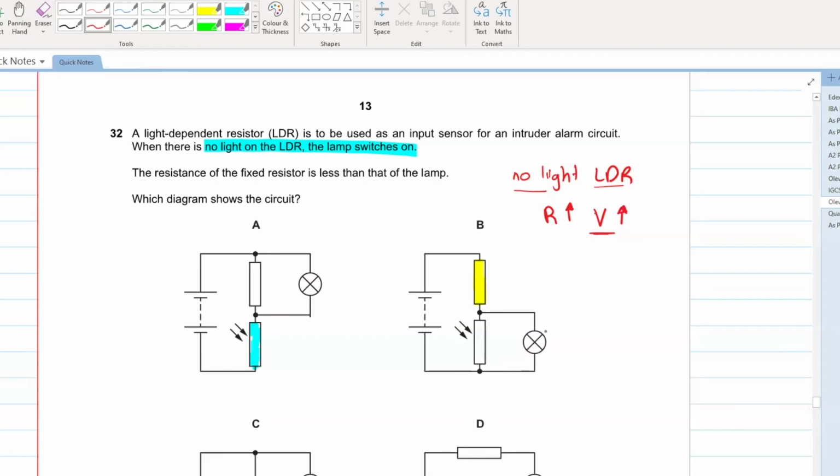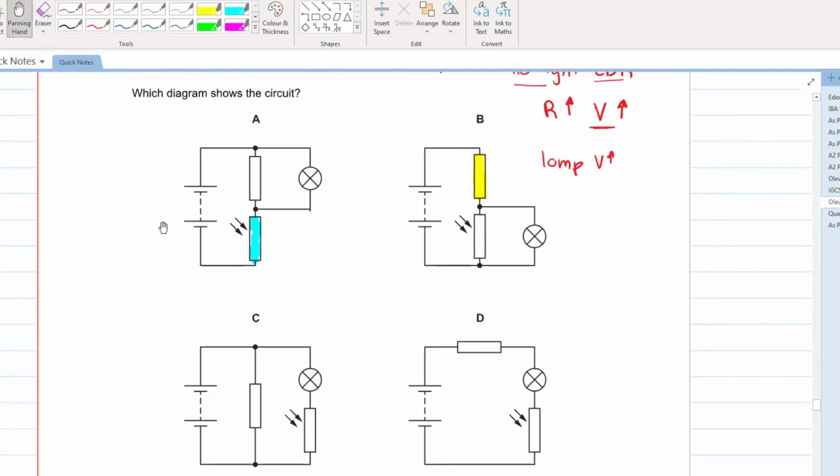If the LDR is receiving a higher voltage, then the lamp must be connected in parallel to the LDR. Why should the lamp be connected parallel to the LDR? Because if we connect the lamp parallel to the LDR, the lamp will also receive a higher voltage and the lamp switches on. So the lamp must be connected parallel to the LDR. Which scenario is that? B is your scenario. B is your answer.